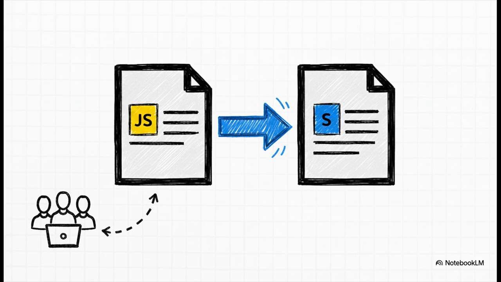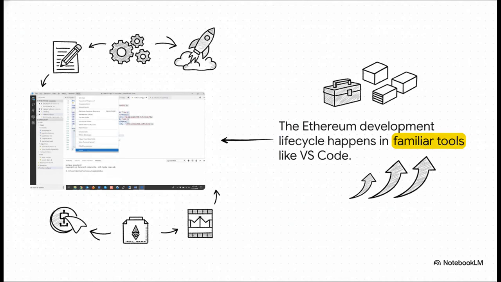That was a really smart choice because it made it so much easier for a massive community of developers to jump in and start building cool stuff. And check this out. You don't need some weird custom-built software to do this. You can actually write, test, and launch your smart contracts using tools you probably already know and love, like the code editor, Visual Studio Code. The barrier to entry is lower than you might think.